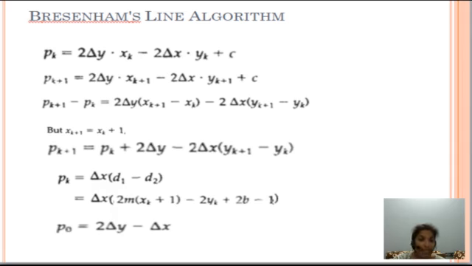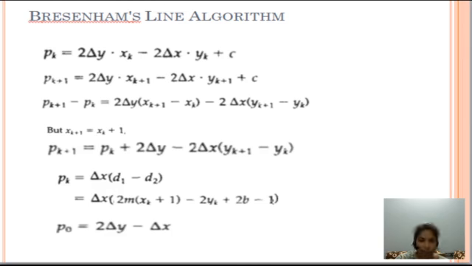But you know, what is xk+1? The current value of xk+1 is equal to the previous value of x plus 1, or we can say the next value of x is the current value plus 1. So pk+1 = pk + 2 delta y - 2 delta x (yk+1 - yk), bringing pk to this side. And in the previous slide we have seen that if pk is less than 0, we'll take yk. Then what is yk+1?